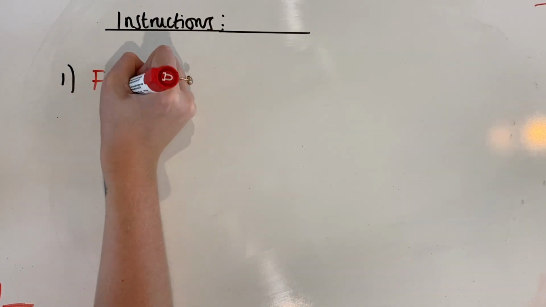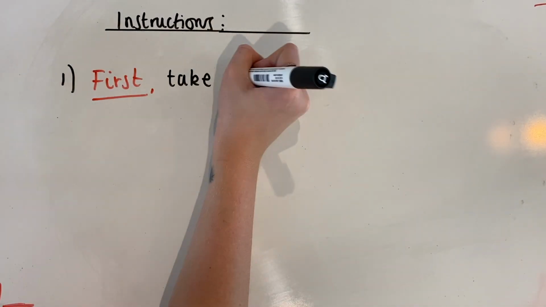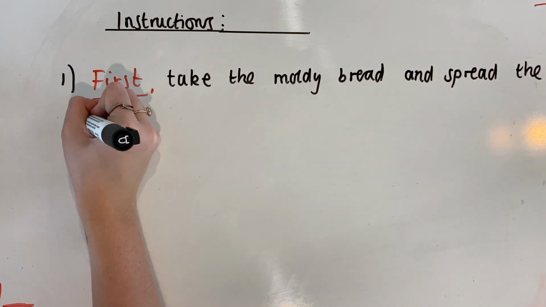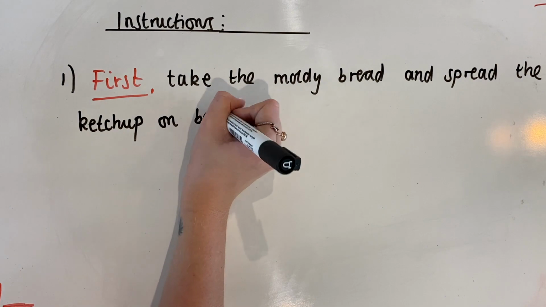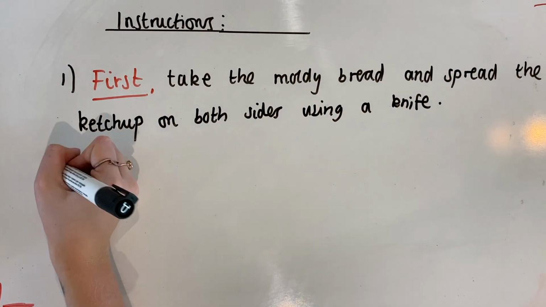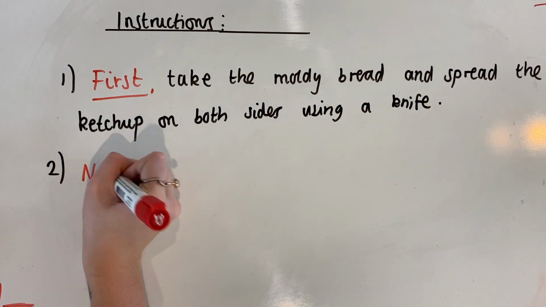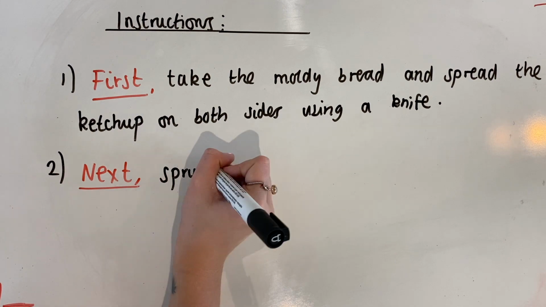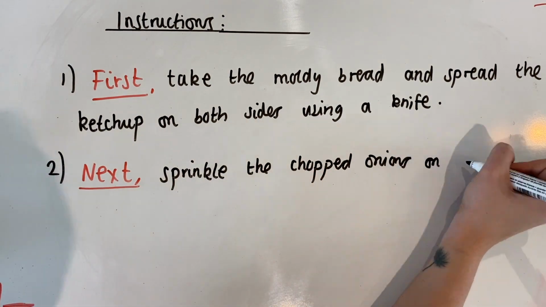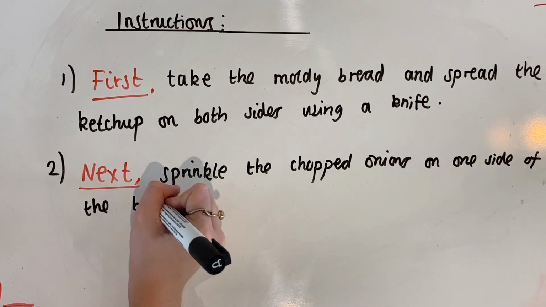So I'm going to write number 1, first, being our time connective. First, take the mouldy bread and spread the ketchup on both sides using a knife. Great. Now, can you think of another time connective that we can use to start our second step? I'm going to use the time connective next. Next, sprinkle the chopped onions on one side of the bread.